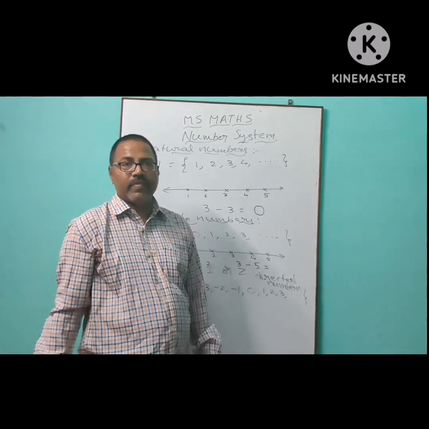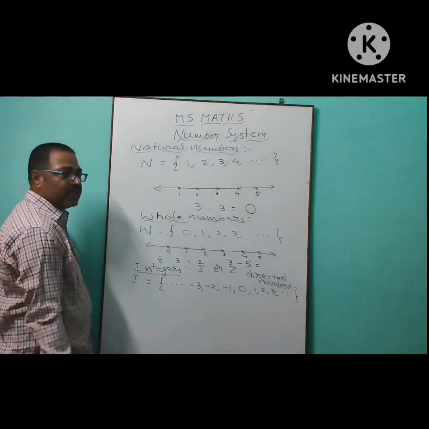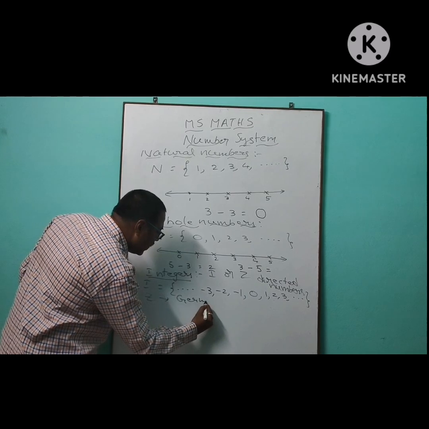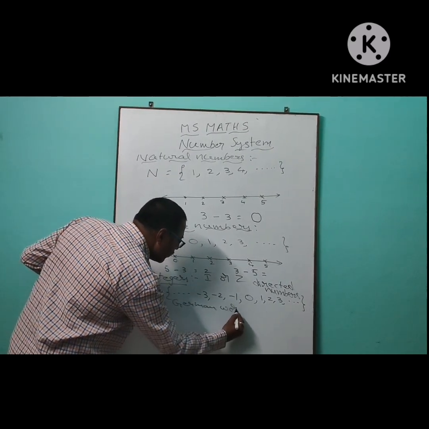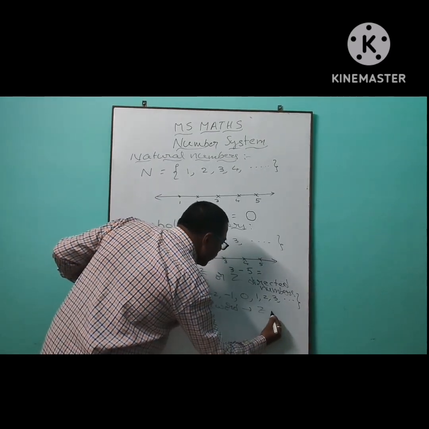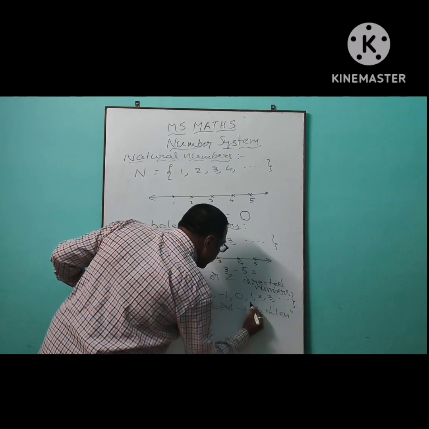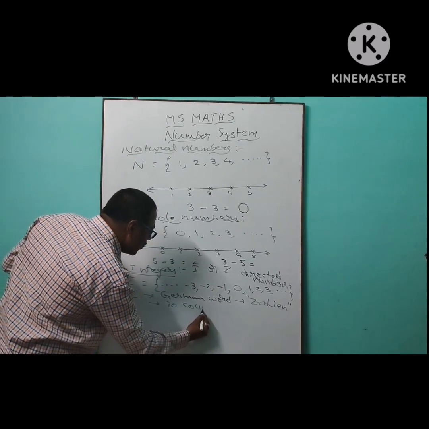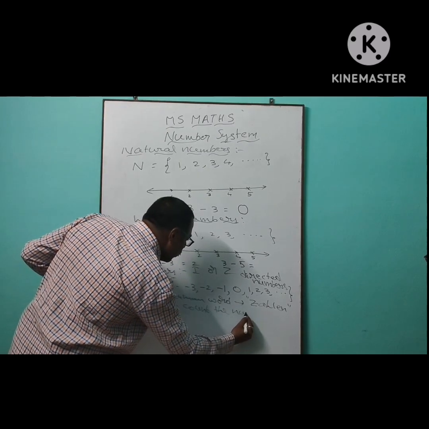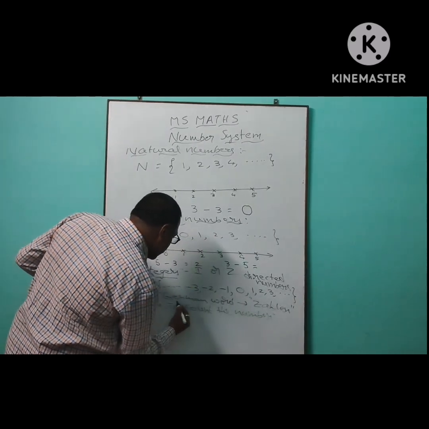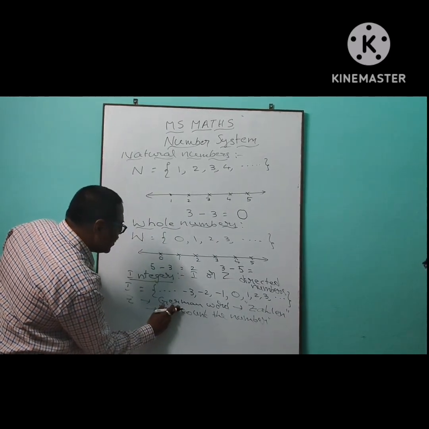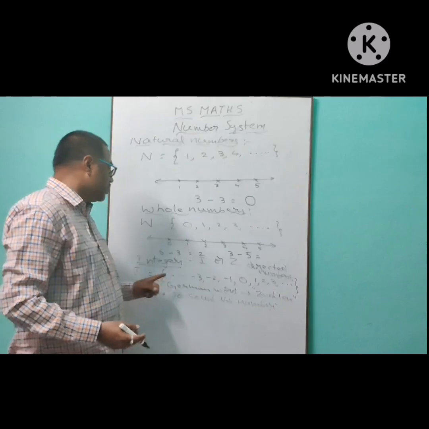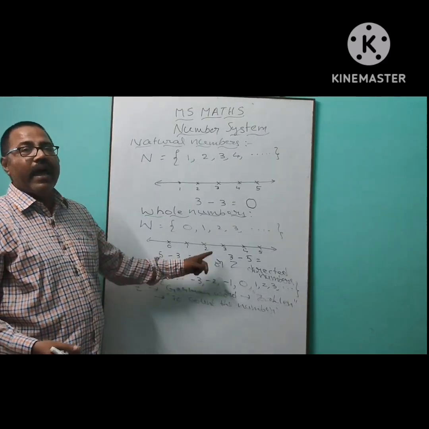Then why Z, sir? Why is it denoted by I or Z? This Z is the first letter of the German word Zahlen. The meaning of Zahlen is to count the number. So Z is the first letter of the German word Zahlen, meaning to count the number. That's why the set of integers is denoted by I or Z.